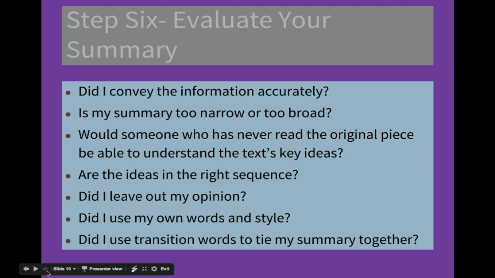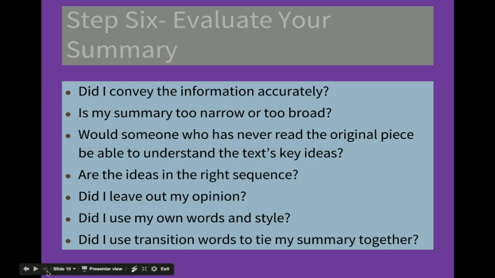In step 6, you go over everything in the summary and evaluate it. Have you conveyed all the information accurately? Is your summary too narrow or too broad? Too narrow would mean that you have not provided enough information about the key ideas, and too broad means that you've written way too much.